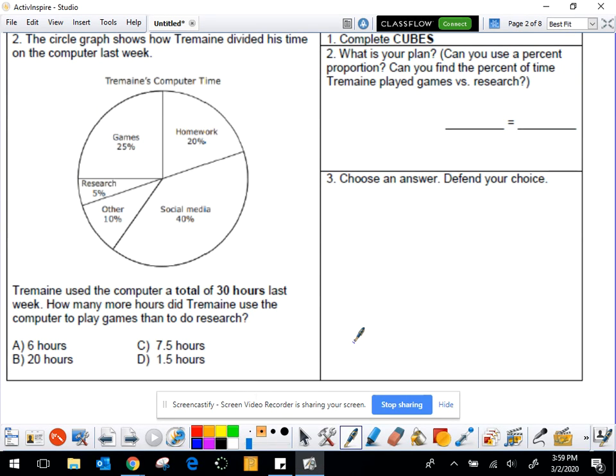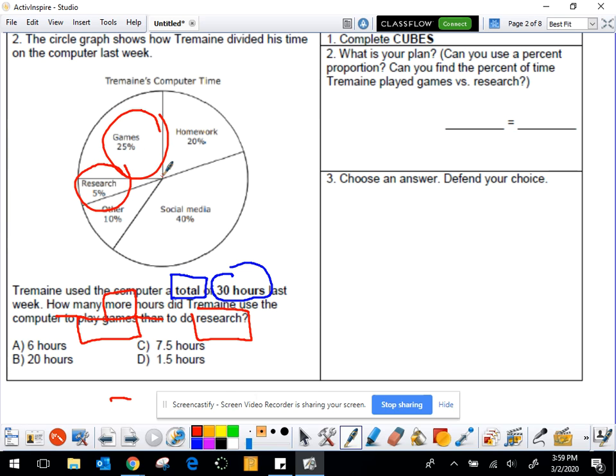Question 2. The circle graph shows how Tremaine divided his time on the computer last week. Tremaine used the computer for a total of 30 hours. So in total, he used his computer for 30 hours last week. How many more, so it looks like we're going to compare, how many more hours did Tremaine use the computer to play games than to research? So we're comparing games to research.